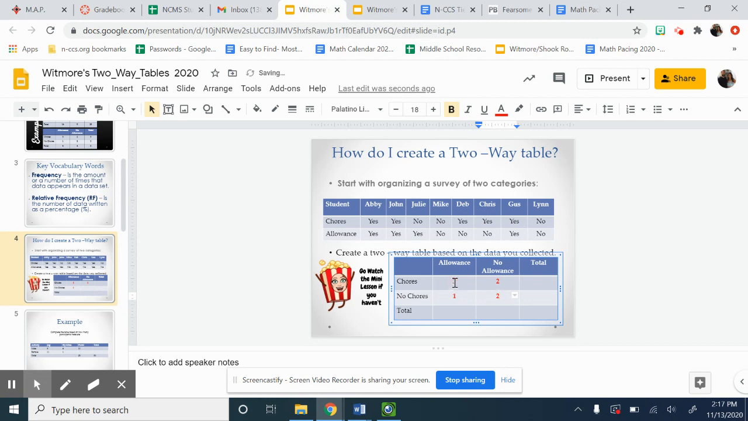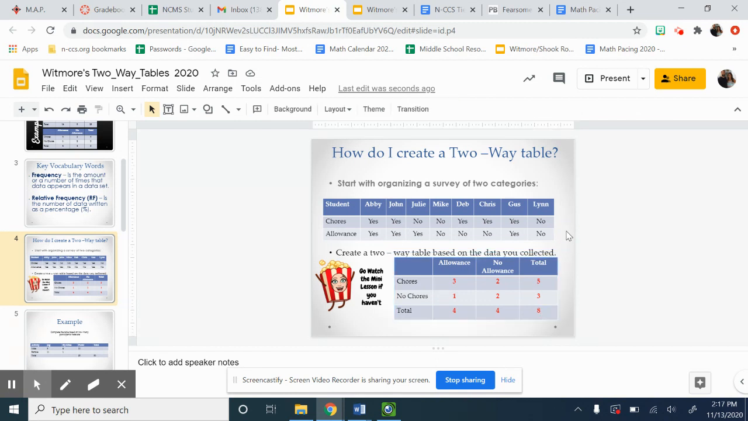So now when we see these, we're going to add up how many kids do chores. 3, 4, 5. So my total for chores is 5. My total with no chores is 3. My total kids that get allowance is 4, and no allowance is 4. So what we should see is when I add up my kids down here with allowance, 4 and 4 should give me 8. The same as 5 and 3 will give me 8. Did I have 8 kids? 1, 2, 3, 4, 5, 6, 7, 8.